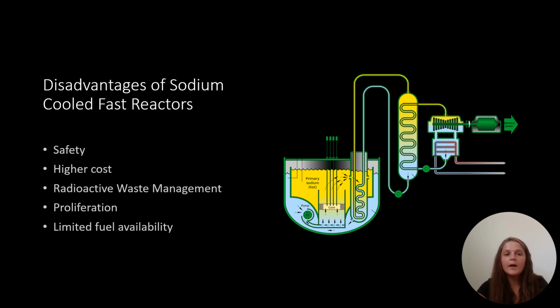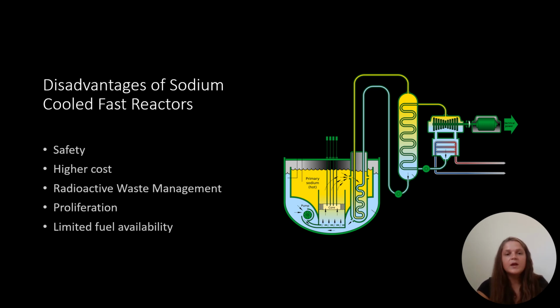They also are quite costly due to the extensive design and the corrosive nature of sodium. These lead to increased construction and maintenance costs, making them more expensive than other types of reactors. Again, as we talked about with the light water reactors and all other nuclear reactors, a lot of money up front is required in order to get these things up and running.